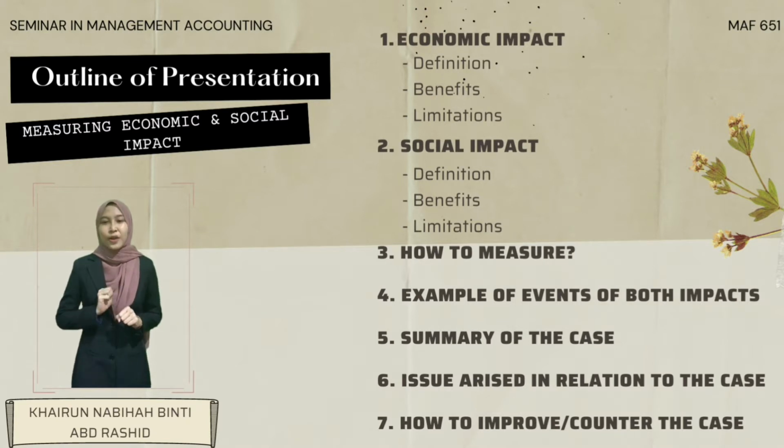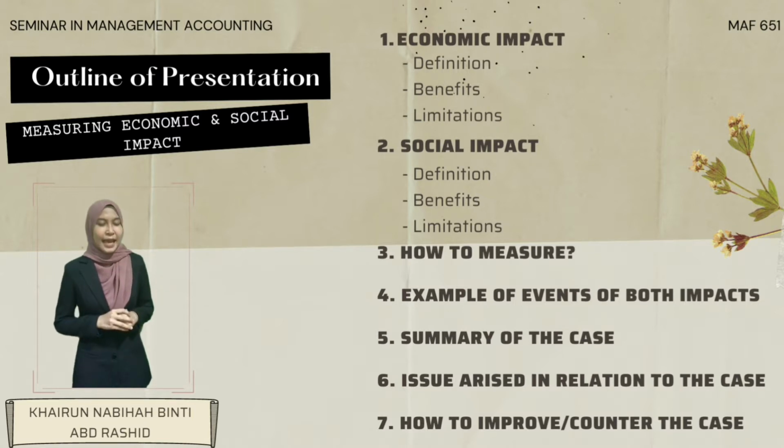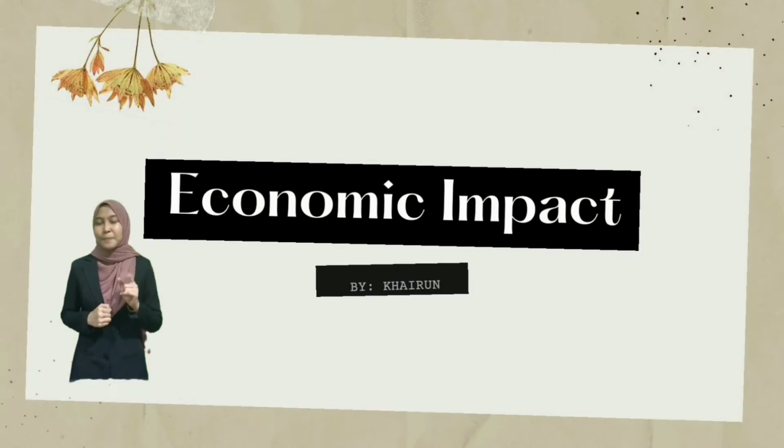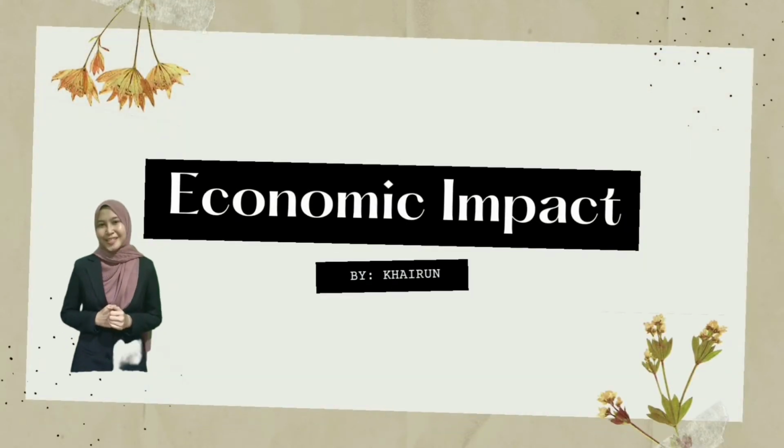And the fourth one is examples of events of both impacts. The fifth one is the summary of the case. The sixth is issues that arise in relation to the case. And the seventh one is how to improve or counter the case. So let's move to our first part, which is the economic impact definition.